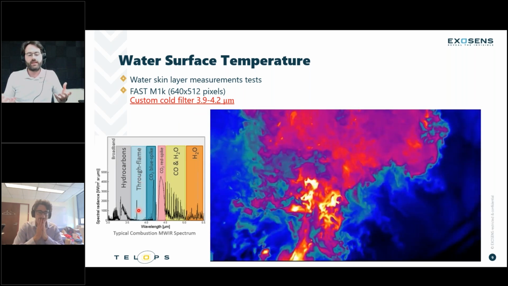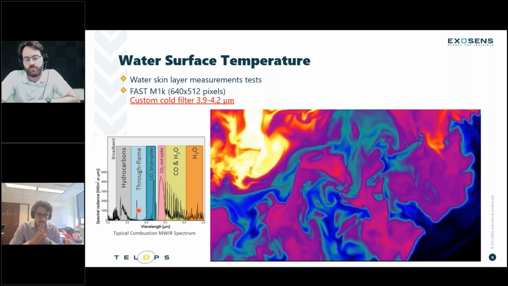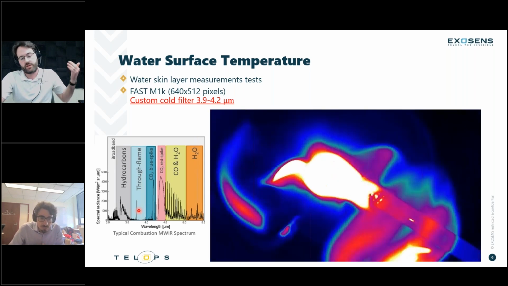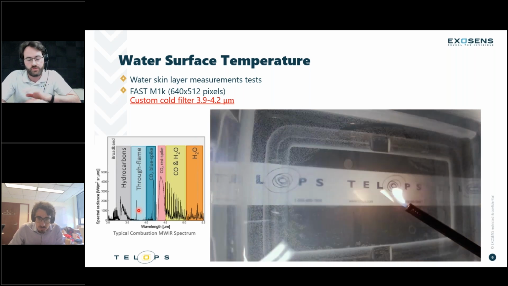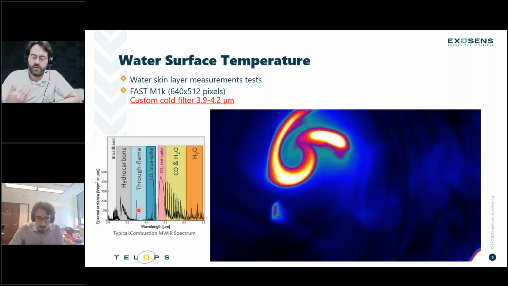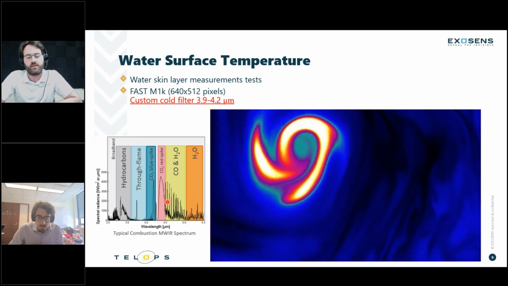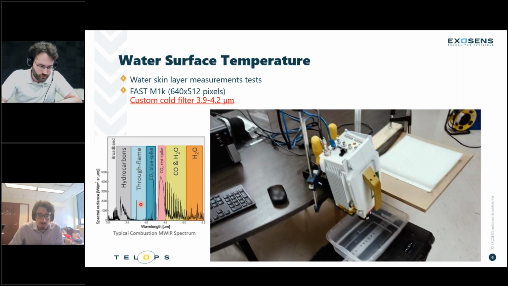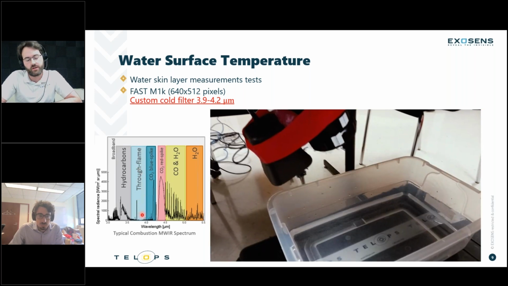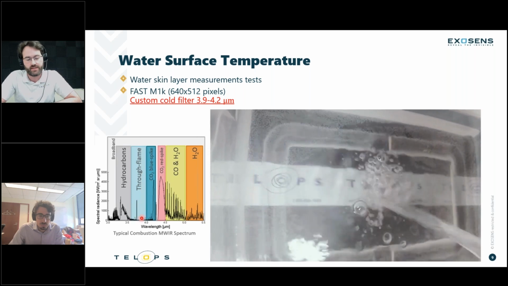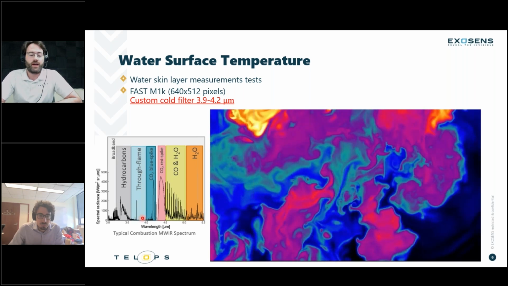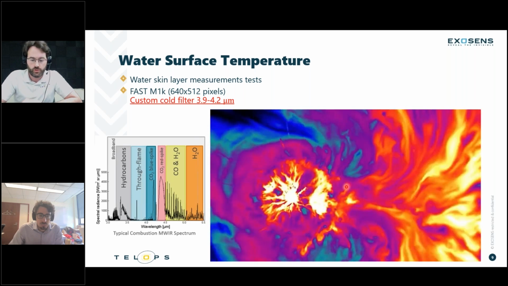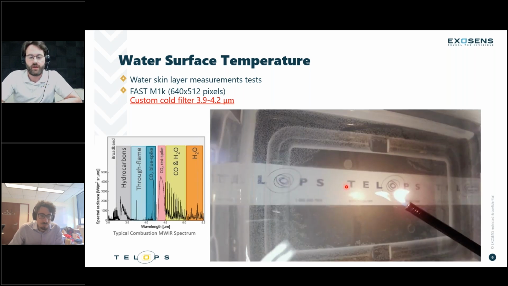So take away any kind of emission that you have from gases in the atmosphere between your scene, so your fluid and your camera. In this case, we're trying to take away any noise, any signal from gases between the scene and your camera. So having that through flame region that we have here, where you don't have emissions from other gases. And then you have that pure temperature measurement that you have from your water skin layer that we have here.